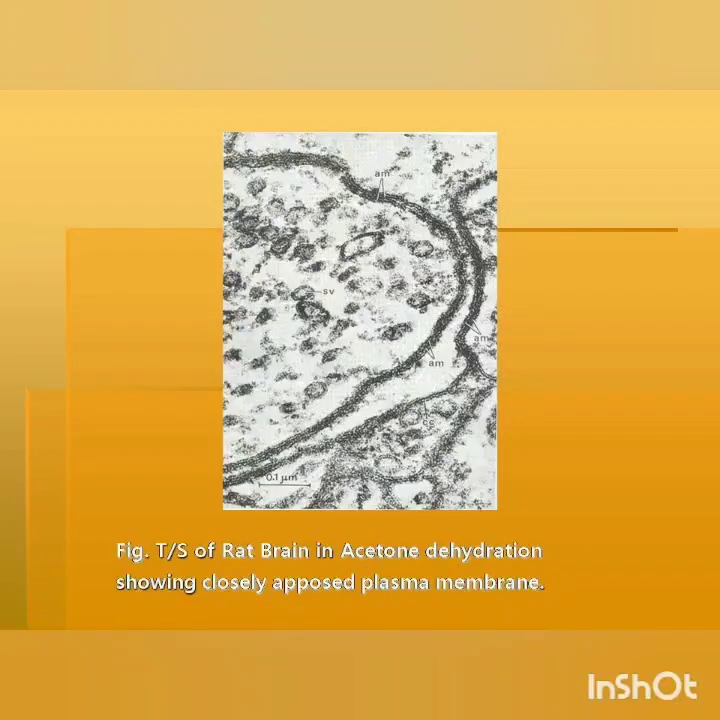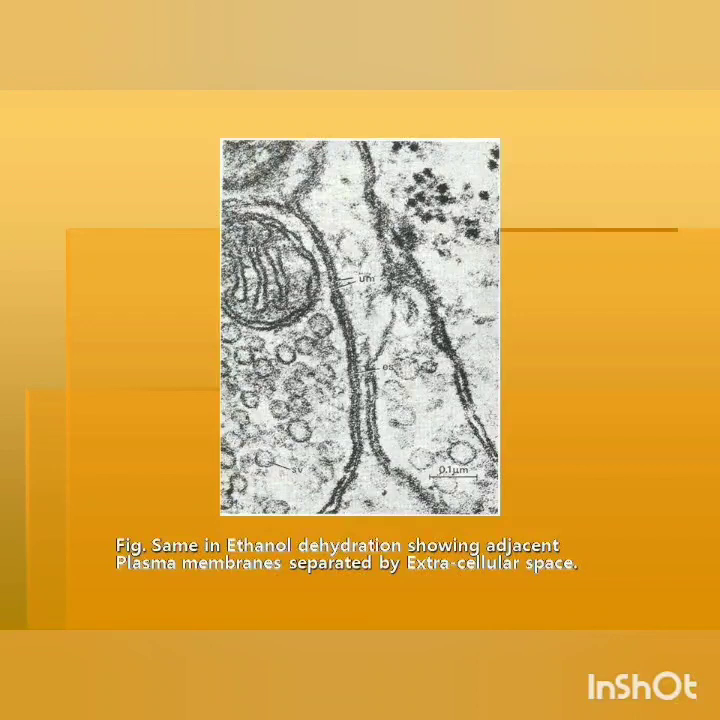This is the transverse section of rat brain in acetone dehydration showing closely opposed plasma membrane. Because acetone has low surface tension, the surface membrane is closely opposed. Same in ethanol dehydration showing adjacent plasma membrane separated by extracellular space. Thus, not only fixation, it is the dehydration which matters in case of electron microscopy.